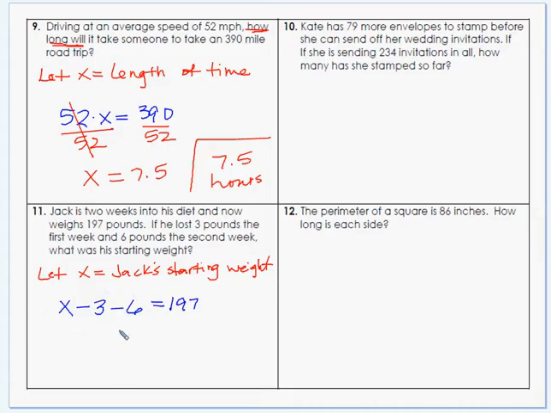Now this is a little bit different than the last couple of problems that we've worked on. We have a couple of things going on in this one statement that we kind of need to simplify first before I start trying to move things across my equal sign. So I'm going to combine my like terms that I have here. And when I do that, he has really lost a total of 9 pounds. So we're going to take that 9 away from x. And then now for us to solve, I need to move the 9 away by adding it over. And when I do that, I get that x is equal to 206. So his starting weight was 206 pounds.